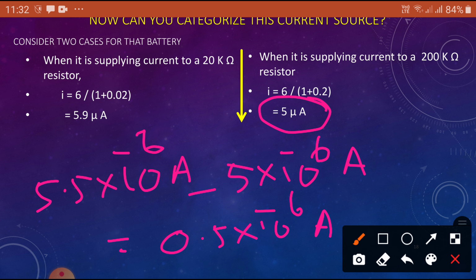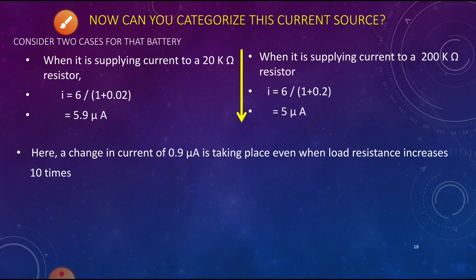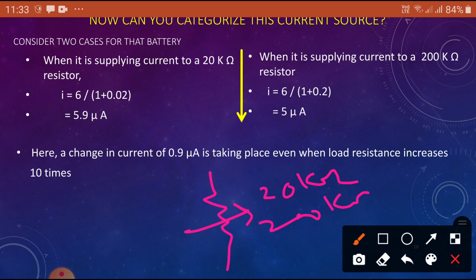Okay, the difference. So now the change in current of 0.9 microampere is taking place. This is 5.9 and this is 5 microamperes. So a change in current of 0.9 microamperes takes place when the load resistance increases 10 times. So please remember, students, the load resistance increased from 20 kilo ohms to 200 kilo ohms. That much variation, but the change in current is very small.